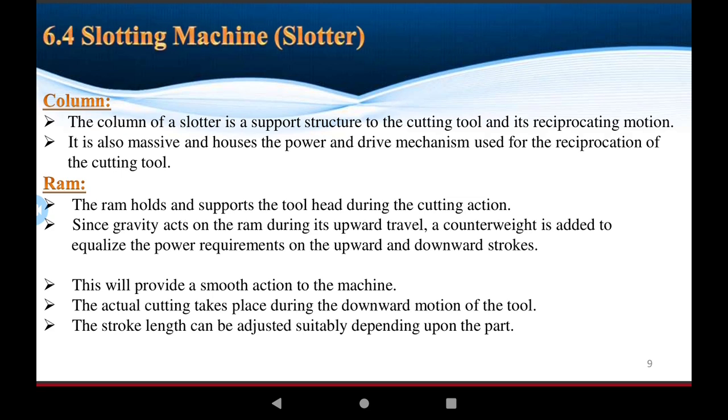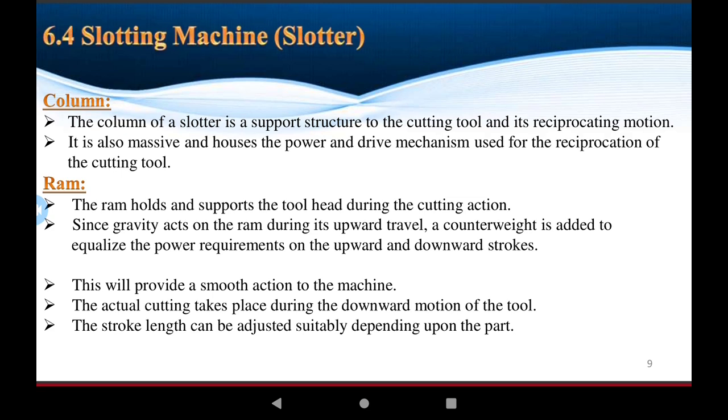This machine cuts the metals and uses coolant, and because the machine is very strong, it provides smooth action. The actual cutting takes place during the downward motion of the tool. The actual cutting of the metals takes place in the downward direction.